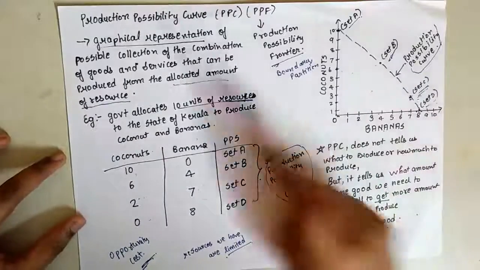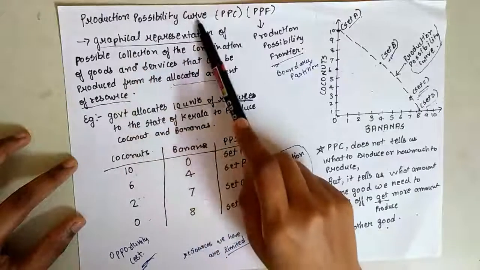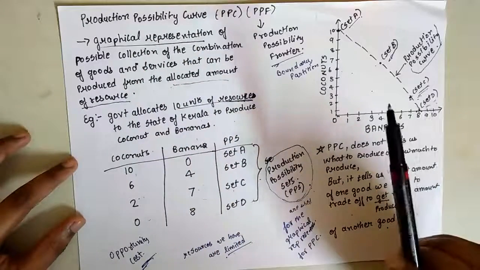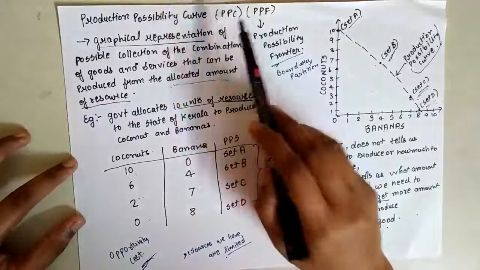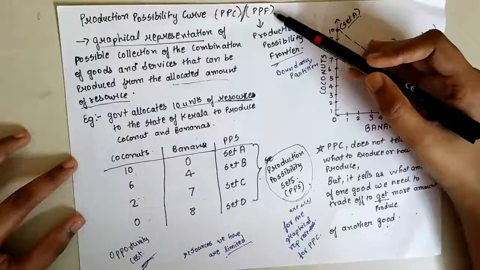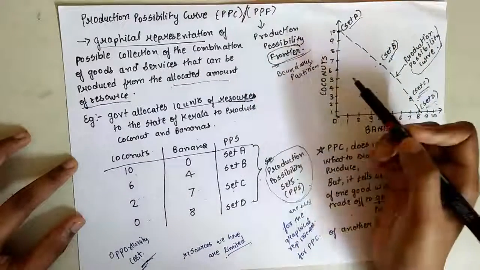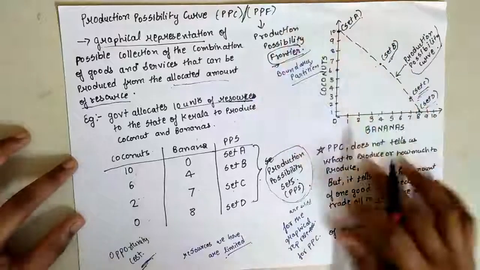In this video, we are going to explain the production possibility curve. What is the production possibility curve? It is also called PPC, and the other name for it is the production possibility frontier. The word frontier means the boundary, limitation, or partition.